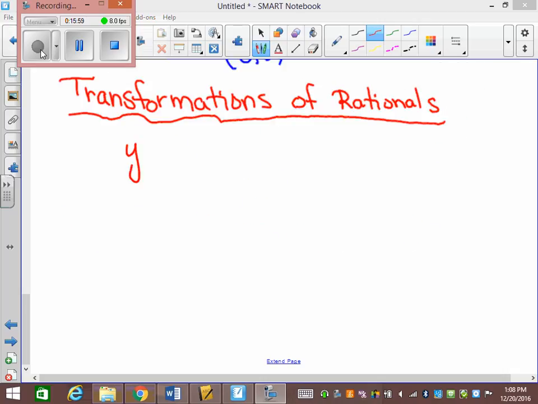Transformations of rationals are in the form y equals a over x minus h plus k. So you have a vertical stretch, possibly, a horizontal translation, and a vertical translation. This form helps you get a basic rational graph with a vertical asymptote and a horizontal asymptote and get the equation of it. This form helps you with that.